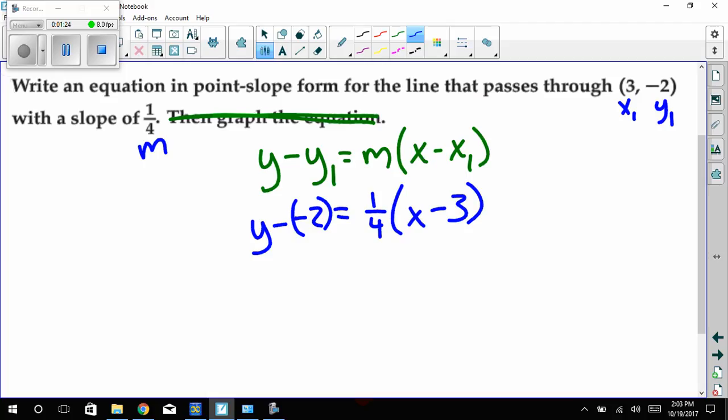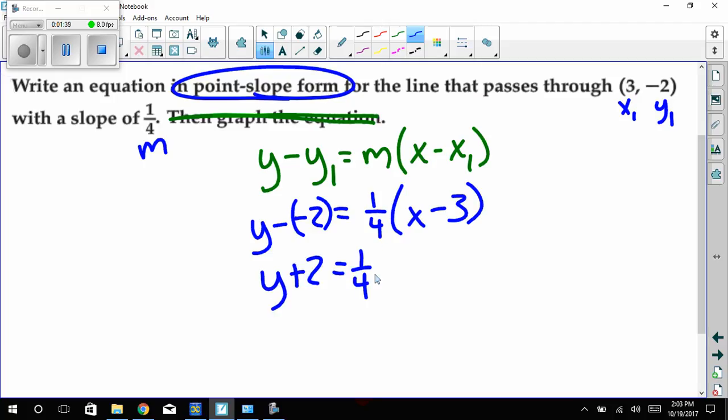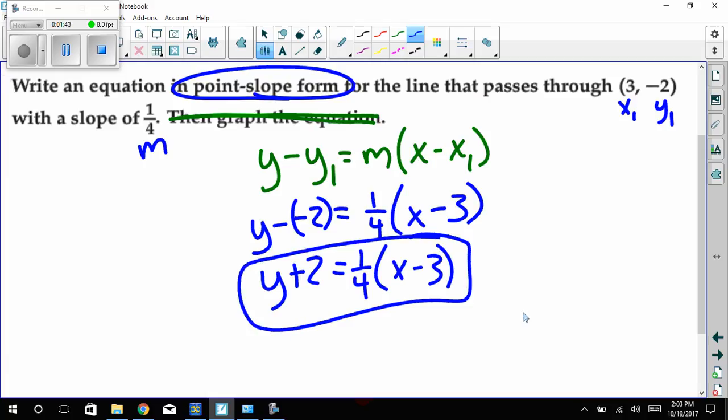Now, if they're asking you for point-slope form in the end result like they are here, you don't have to distribute. You don't have to do anything. The only thing I ask is that if you have a minus minus like we do here, we change that to a plus. So then this would be my answer. That's all I have to do is just plug it in, and I have y plus 2 equals 1/4, parentheses x minus 3. That's point-slope form. That's all you have to do.